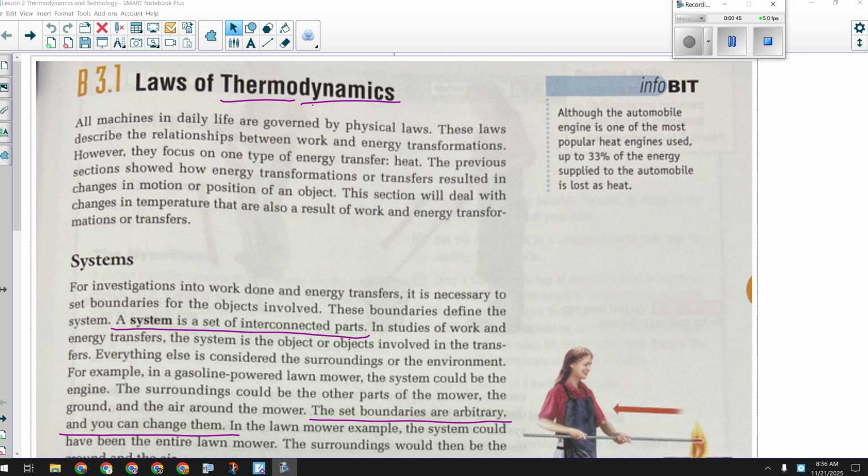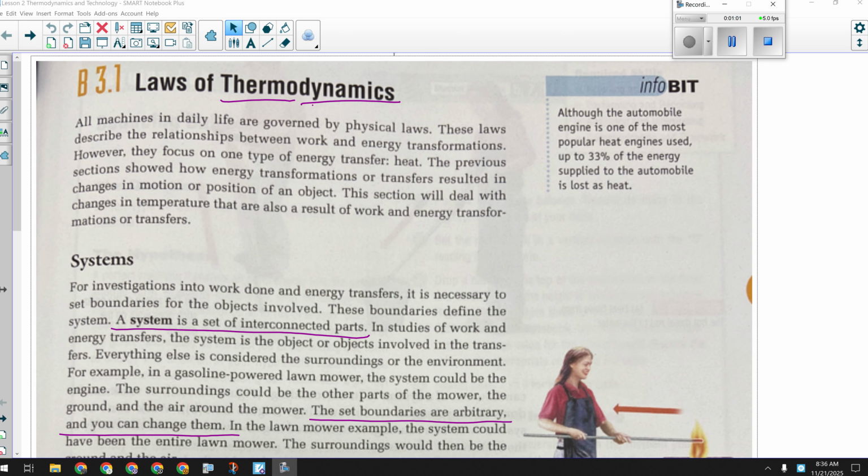Okay? The second law is the one that's going to pertain most to what we're doing in this unit. Okay? And that one describes the direction in which energy travels, which is what we talked about yesterday. Always from hot to cold. So we're going to look at that as well as some of the applications of that today.